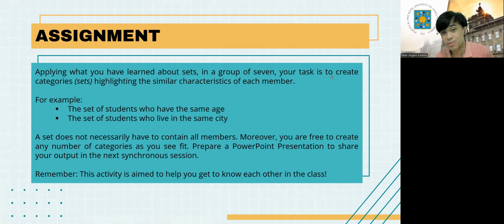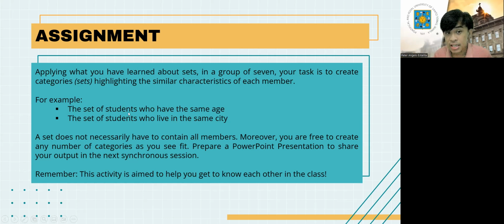So applying what you have learned about sets in a group of 7, so you are 42 here. So ibig sabihin, we'll have 6 groups with 7 members. So 6 times 7 is 42. Your task is to create categories or sets highlighting the similar characteristics of each member. Alright, so magkwentuhan lang kayo, tanongin nyo, ano yung favorite food nyo, or what's your age, saan ka, di ba? Stuff like that.